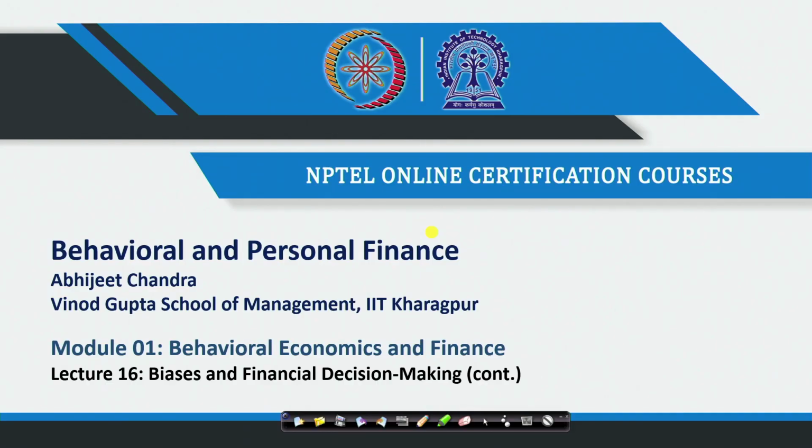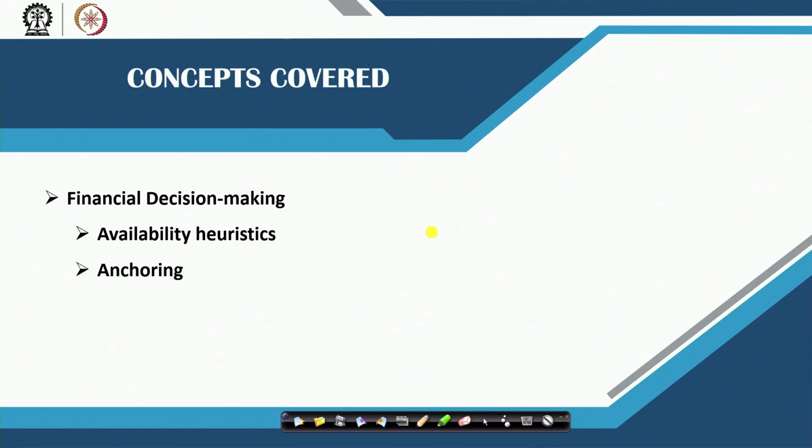Hi there. Taking further from the previous discussion, in this session we will discuss two more behavioral biases that essentially affect our investment decision making processes. The biases that we are going to discuss today are availability heuristics and anchoring bias.